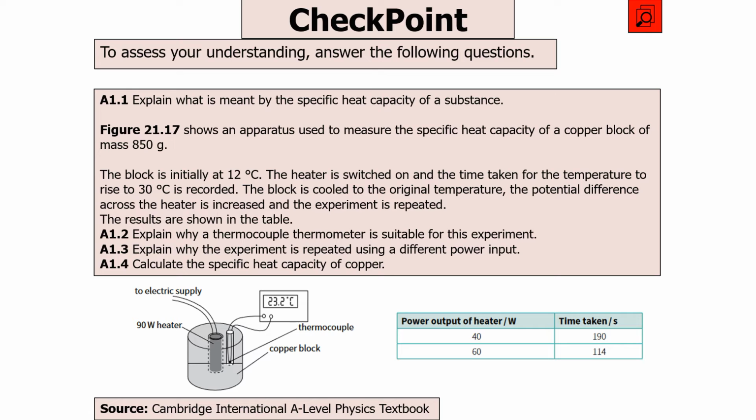The next question says, explain what is meant by the specific heat capacity of a substance. Now the figure shows the apparatus used to measure the specific heat capacity of a copper block of mass 850 grams. The block is initially at 12 degrees Celsius. The heater is switched on and the time taken for the temperature to rise to 30 degrees is recorded. The block is cooled to the original temperature and the potential difference across the heater is increased and the experiment is repeated. The results are shown below. Explain why a thermocouple thermometer is suitable for this experiment. Explain why the experiment is repeated using a different power input and calculate the specific heat capacity of the copper. So pause the video now, then unpause the video when you want to go through your answer.